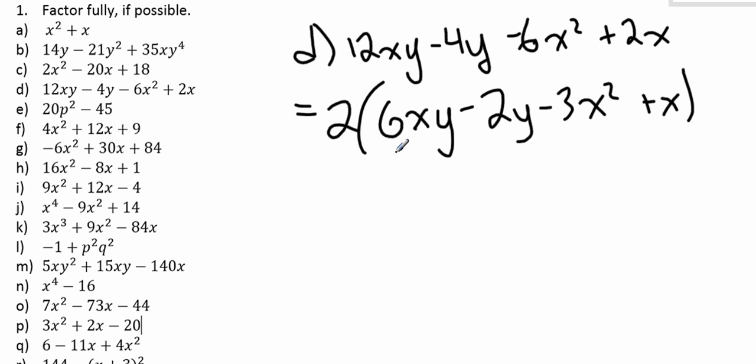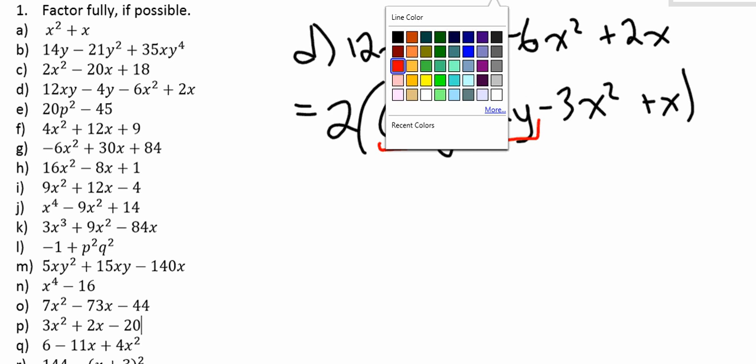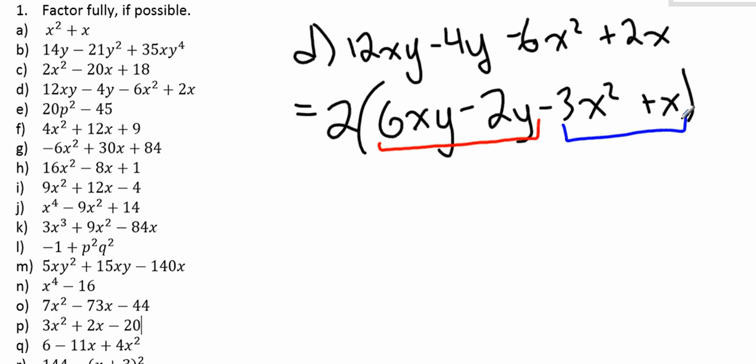Well, now we're going to do another layer of common factoring, something called factor by grouping. And this is part of the decomposition process you should be familiar with. If I common factor these two and common factor these two, I might be able to fully factor this expression. So between 6xy and negative 2y, I'm going to factor 2y.